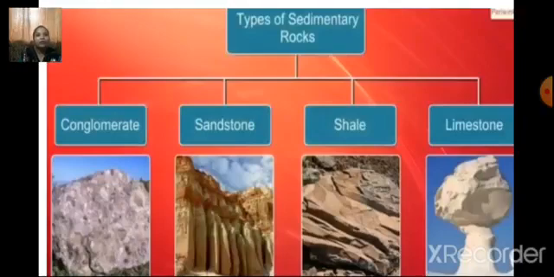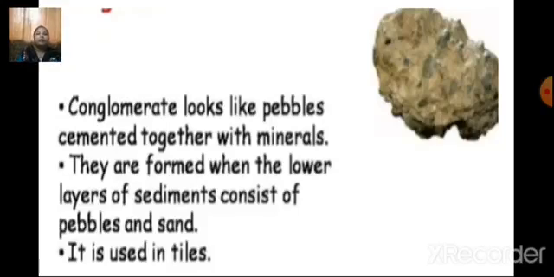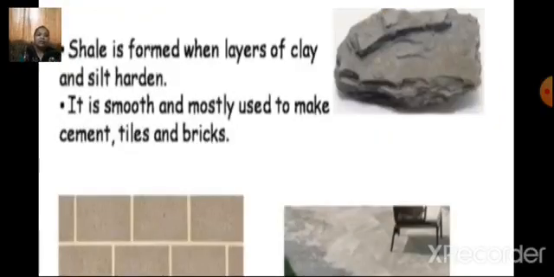Now we are going to discuss in detail the types of sedimentary rocks. Now the first sedimentary rock is conglomerate. Conglomerate looks like pebbles cemented together with minerals. They are formed when the lower layers of sediments consist of pebbles and sand. It is used in tiles. Shale. Shale is formed when layers of clay and silt harden. It is smooth and mostly used to make cement and bricks.